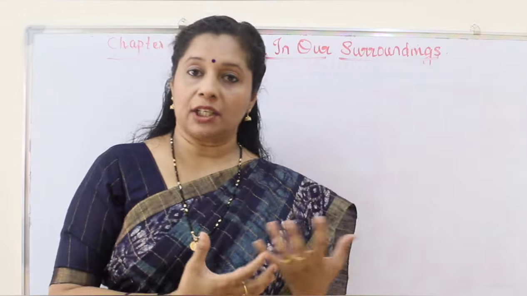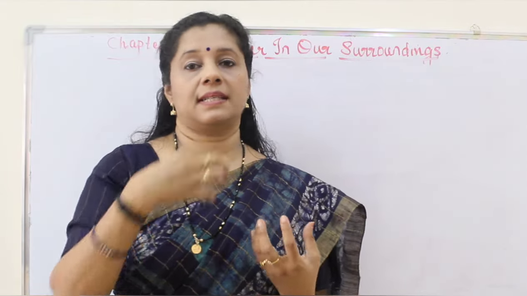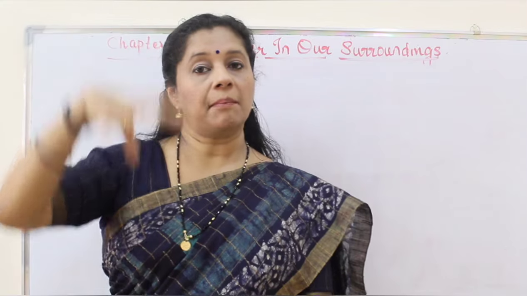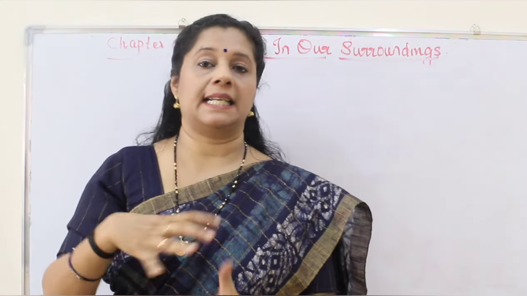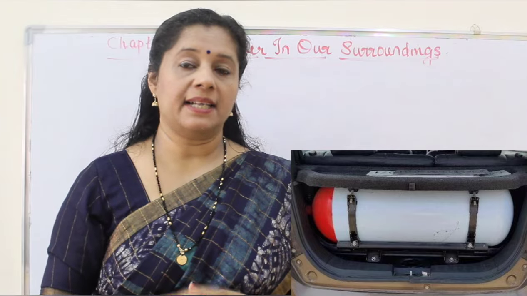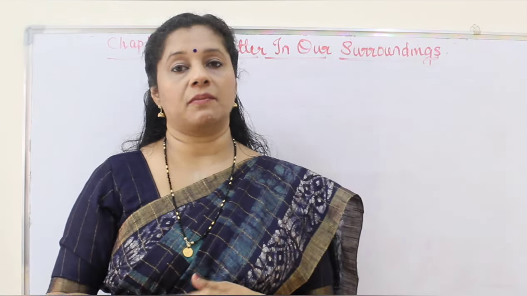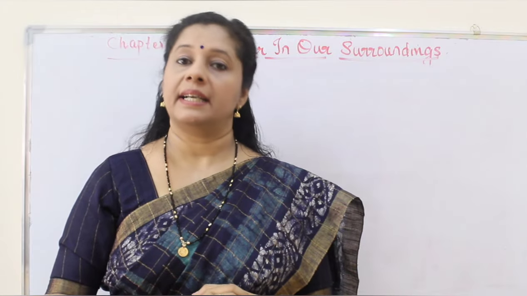Another example is the oxygen cylinder. When some people are taken to hospital in an emergency, they are given an oxygen mask. From a cylinder, oxygen is taken. So there also they have compressed oxygen into that cylinder. Another example is CNG, compressed natural gas, which we use as fuel in vehicles. So that is also in compressed form. So compressibility is high for gases.